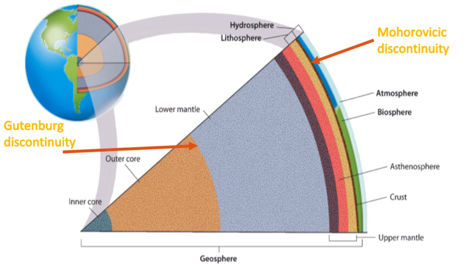We also have the Gutenberg discontinuity that separates the outer core from the lower mantle, and the Mohorovičić discontinuity, or what we call the MOHO, that separates the upper mantle and the crust. What's making it more interesting is that each of these layers has its own different physical characteristics and composition.